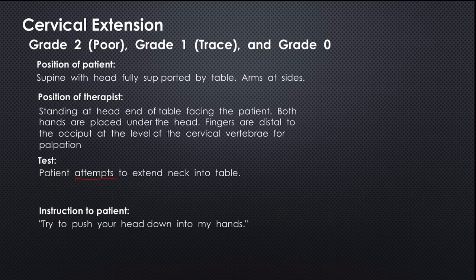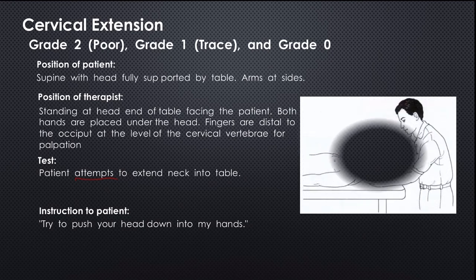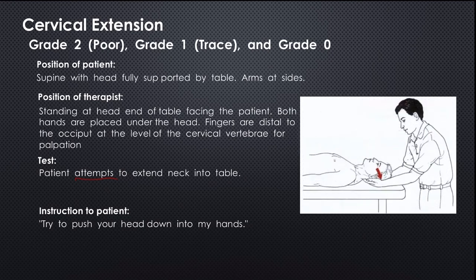So try to push your head down on my hands. It's like this. You are holding the patient's head at the back of their head while they are in supine position, and ask them to try to push the bed. If you can palpate the muscle contraction, that's grade 1. If none, it's grade 0. Okay? So that's for your cervical extension.